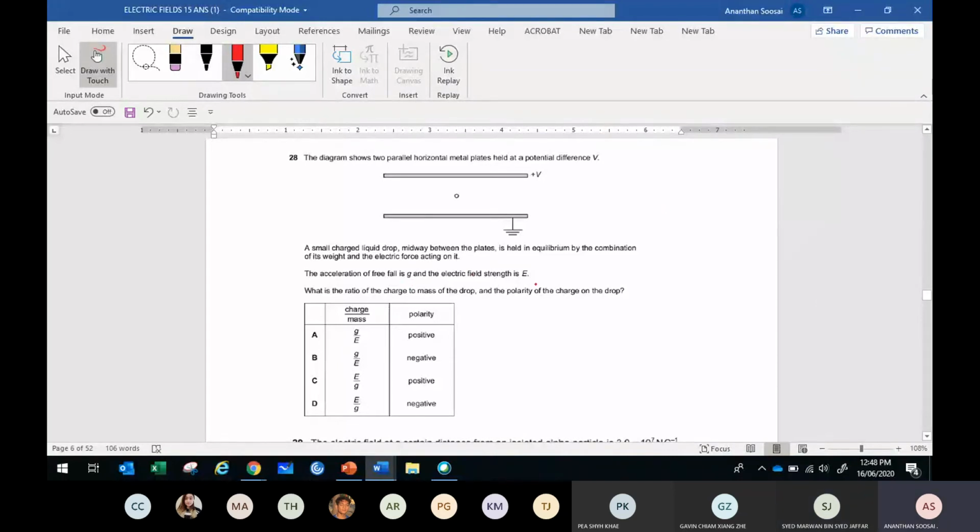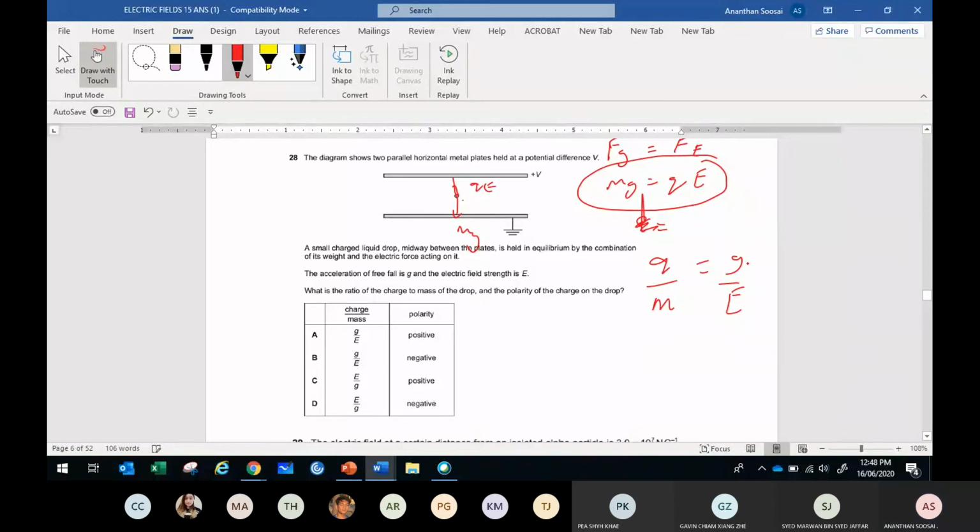The acceleration of G and electric field strength, they are asking for the ratio. Of course, as usual, the mg should be equal to the electric force, which is QE. So mg must be same as QE. So the ratio of charge over mass should be G over E, right? From this formula. The weight, the force due to gravity, must be equal to the force due to electric. So yes, G over E, the answer is B.